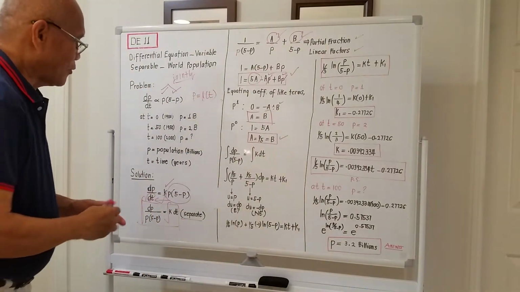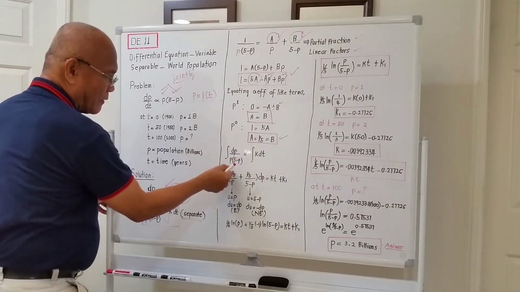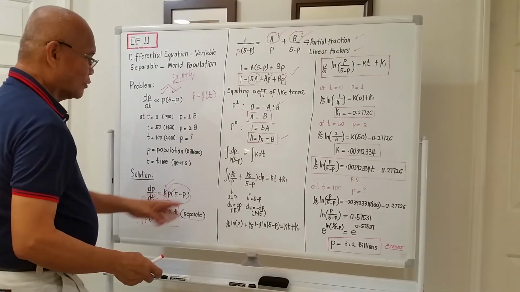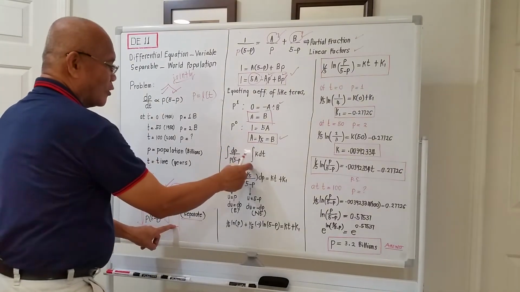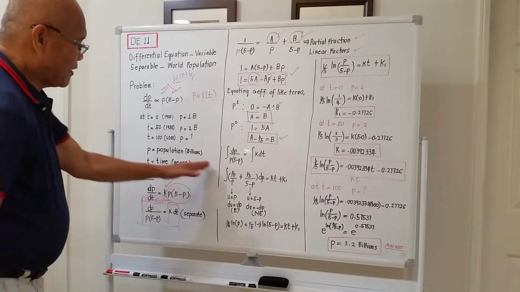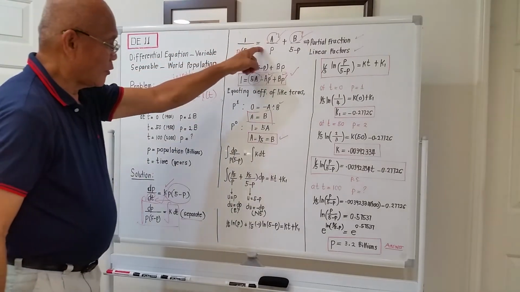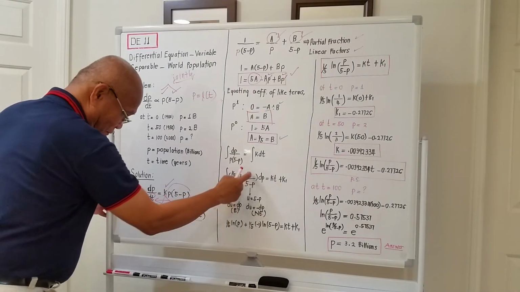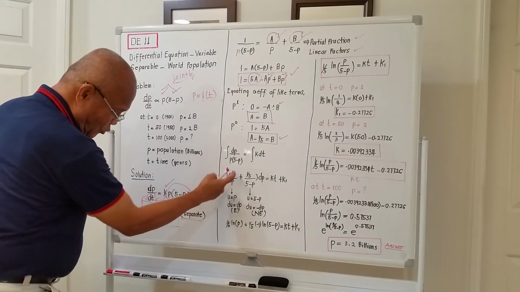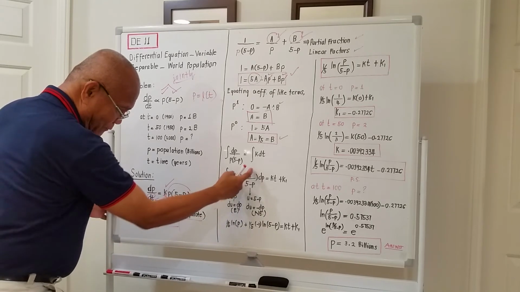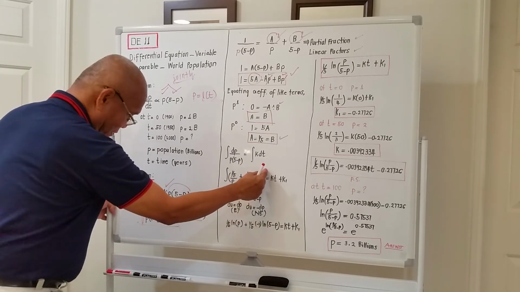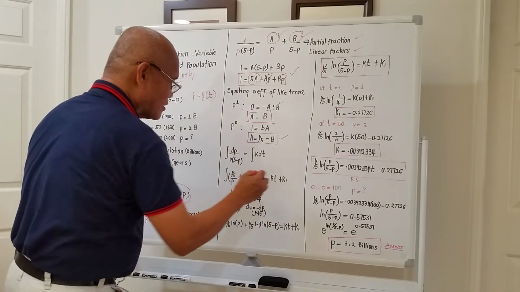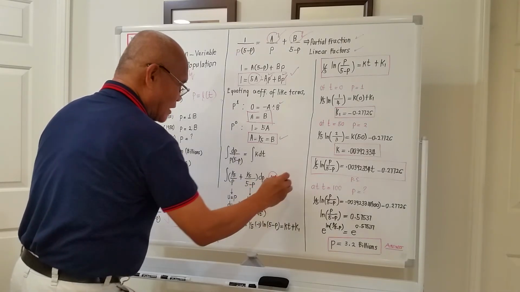Okay? Therefore, if we try to integrate dp over p times the difference of 5 minus p, this should be equal to the integral of k dt. The left hand side, after the computation of the values of a and b, should now be equal to the integral of a over p plus b over 5 minus p, this is 1/5 over p plus 1/5 over 5 minus p, closed quantity dp. This is now integrable. Equal to kt plus k1.